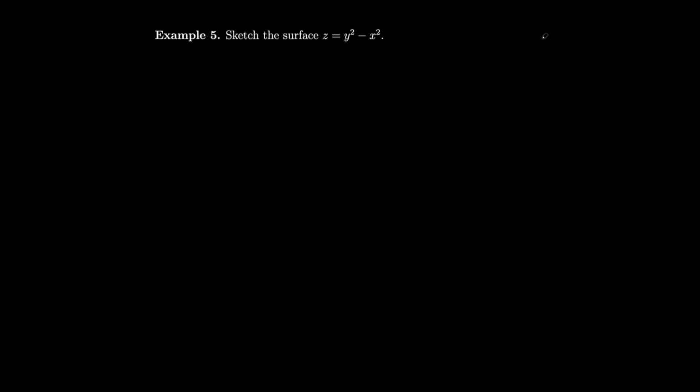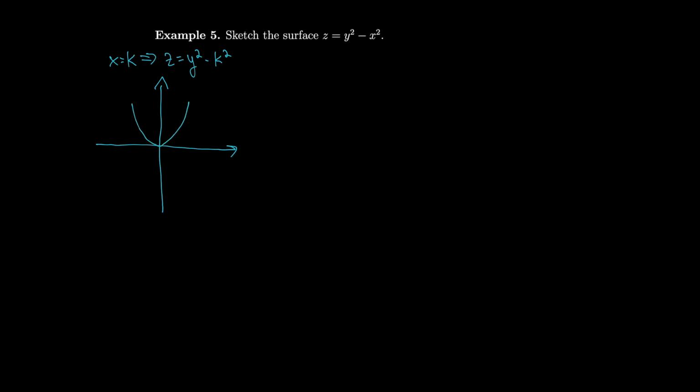How about the surface z equals y squared minus x squared? Again, let's set one of our variables equal to a constant so that we can get cross-sectional traces. So we could set x equals constant to see what happens in the yz plane. Then we'll get z equals y squared minus k squared.